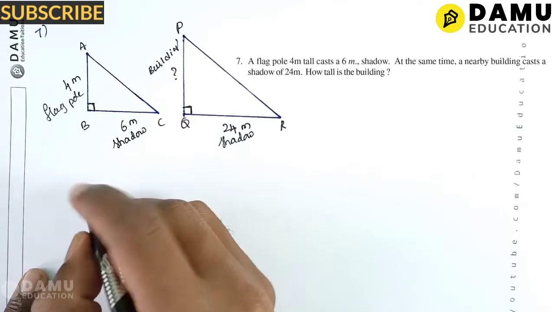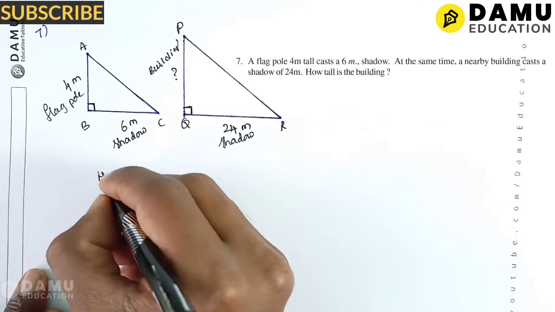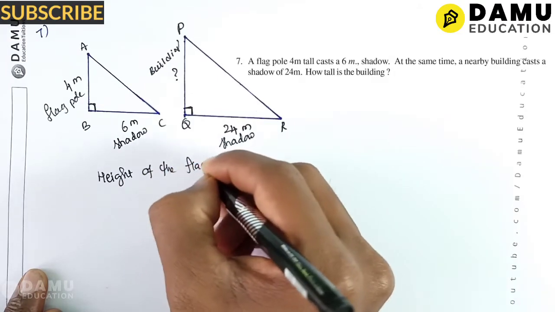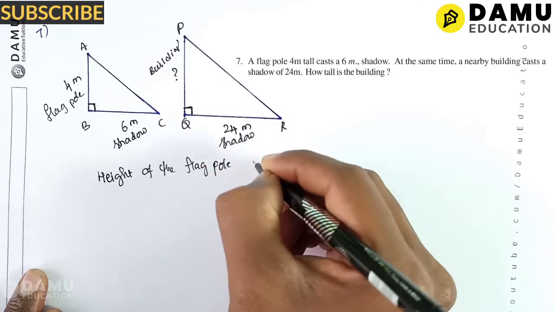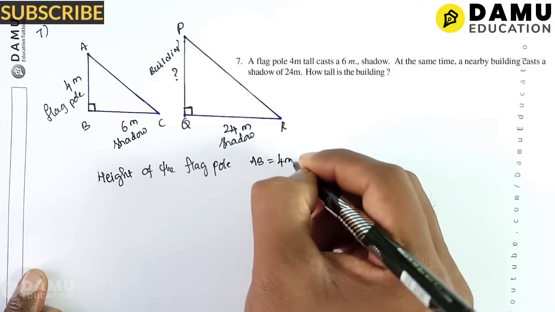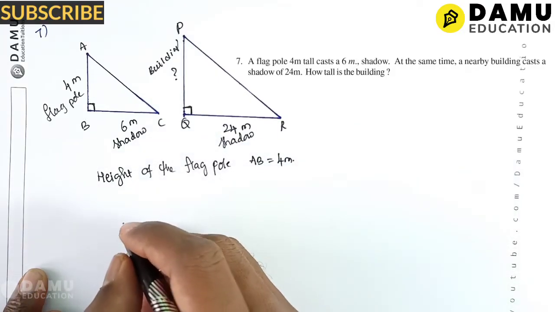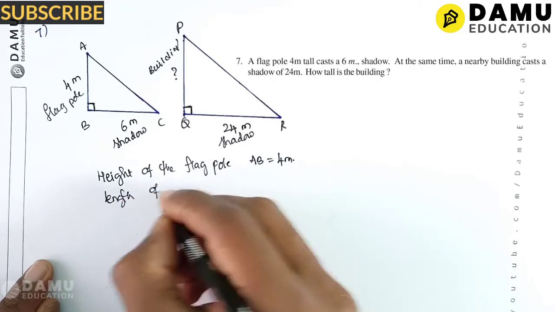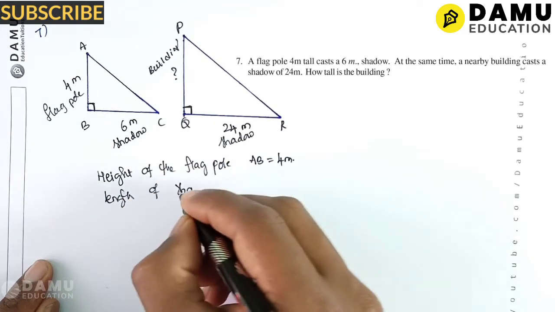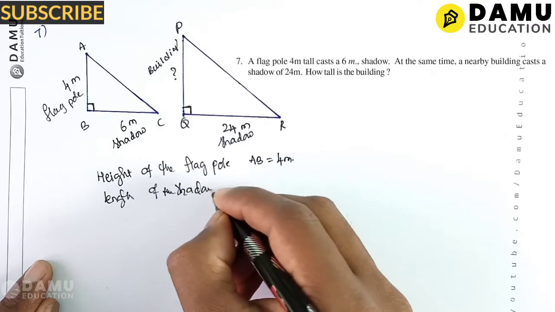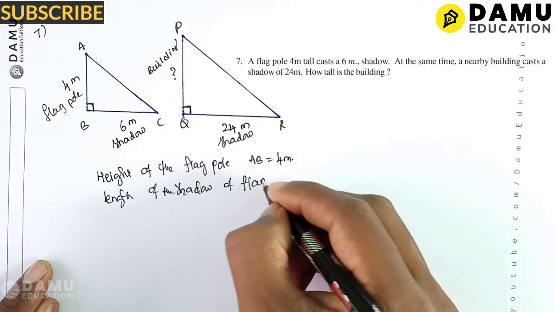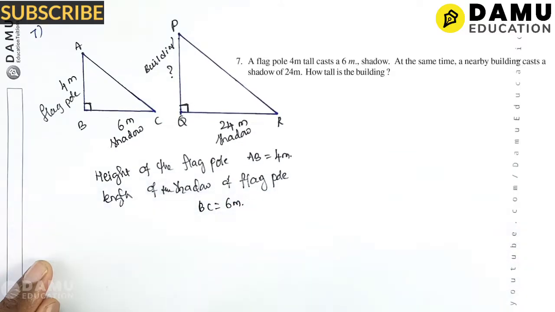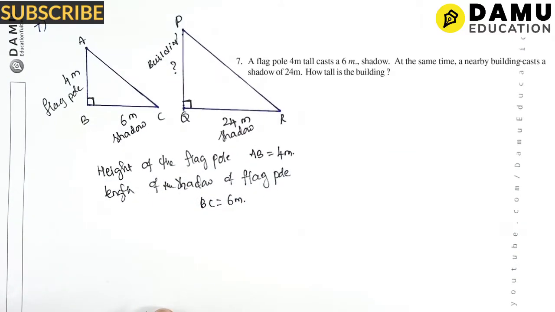So let's write the given conditions. Height of the flagpole, AB, will be equal to 4 meters. Then what is the length of the shadow of the flagpole? Length of the shadow of the flagpole, BC, will be equal to 6 meters.